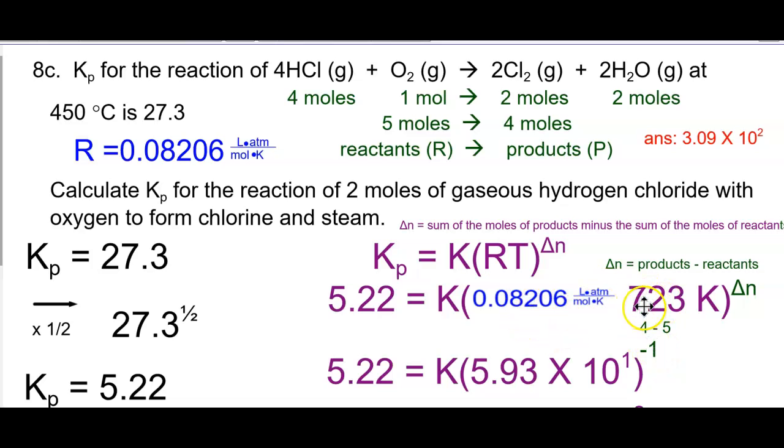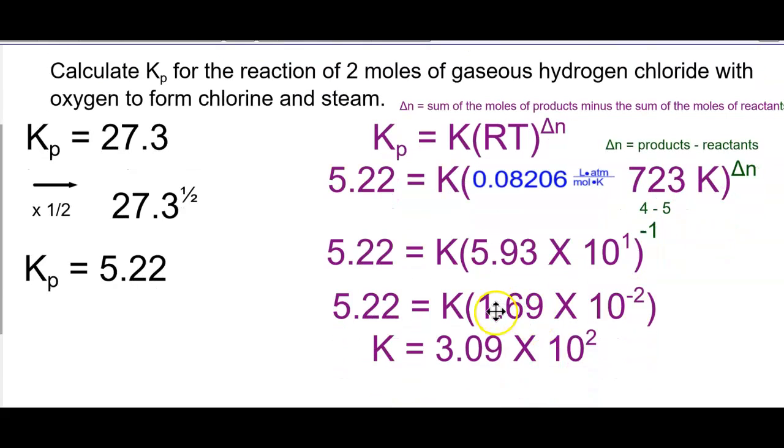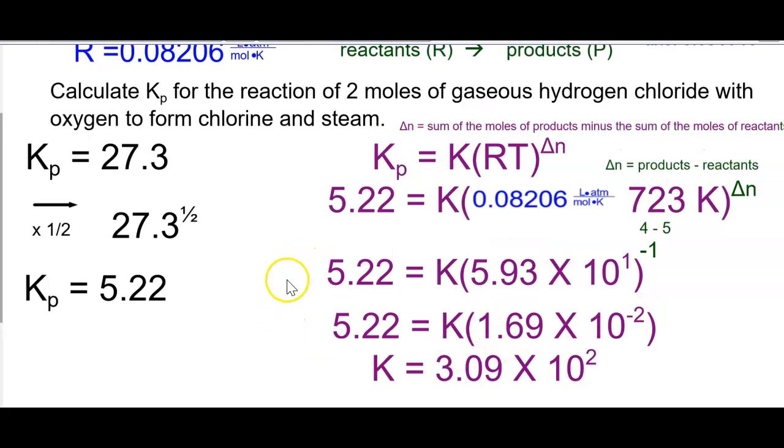So I multiplied these two numbers, ideal gas law constant and my temperature, and I got 5.93 times 10 to the first. Now I'm going to raise that to the change in N value, which we just talked about as -1. I get this value, 1.69 times 10 to the -2, and then to get K by itself, I divide both sides by 1.69 times 10 to the -2. So make sure that on this problem you've done both things. You've solved for Kp based on what is described in the question prompt, and then just to practice using this relationship, also take yourself through solving for K and getting this answer.